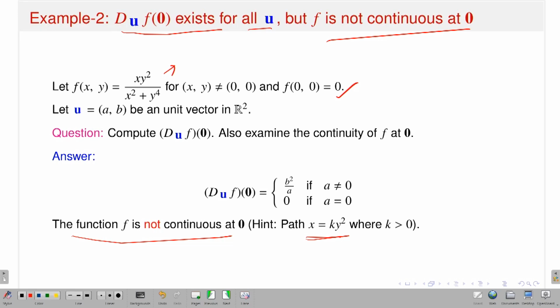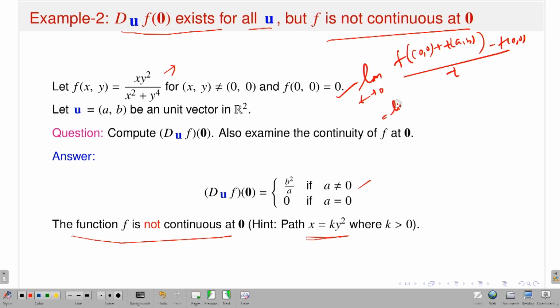However, if I want to talk about the existence of directional derivatives at the point 0, 0 in any direction, it exists. I didn't calculate it, but I have said that if a is non-zero, this is b square by a, and if a is equal to 0, the value will be 0. For example, if I just calculate it at the point 0, 0, so what is the definition? This should be limit t approaches to 0 of f of 0, 0 plus t times u, meaning a, b, minus f of 0, 0, divided by t. That's the kind of limit you have to calculate, whether it exists or not.